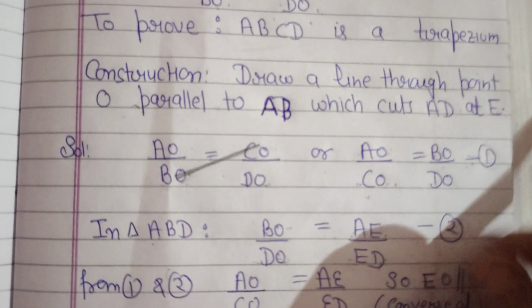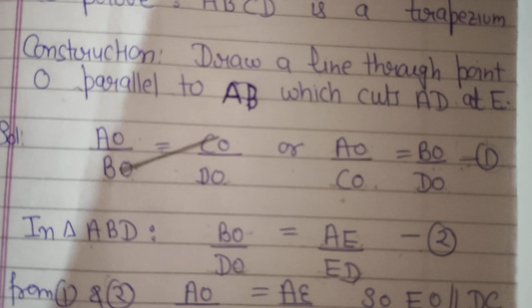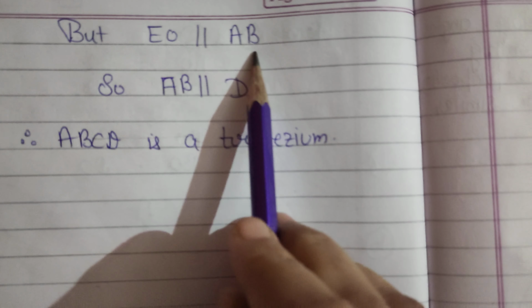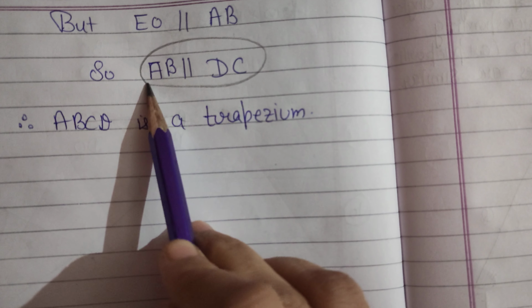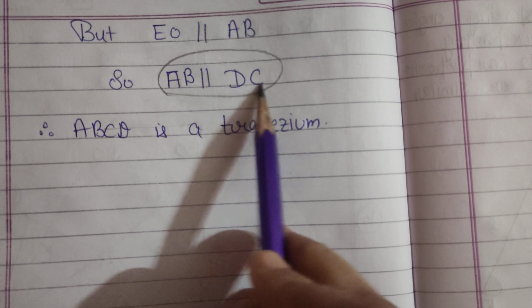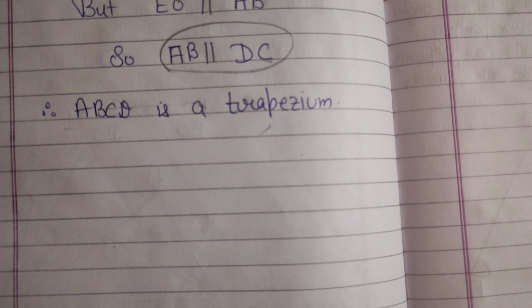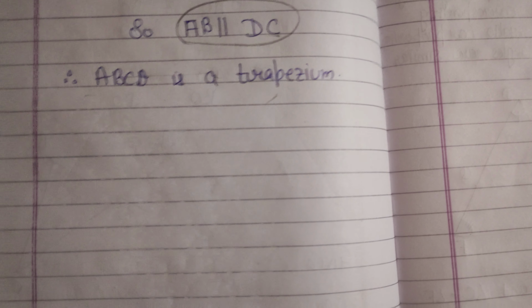If AB is parallel to DC, it means we have shown that for a quadrilateral, one pair of opposite sides is parallel. So that is a trapezium. So ABCD is a trapezium.